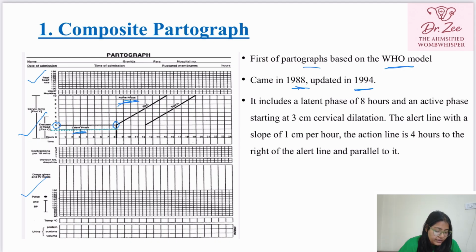Here the latent phase, as you can see, is of 8 hours. An active phase starts from 3 centimeter dilatation, and this is the alert line and the action line. It is at a rate of 1 centimeter per hour, and the difference between the alert and the action line is 4 hours, and the action line is to the right of the alert line.